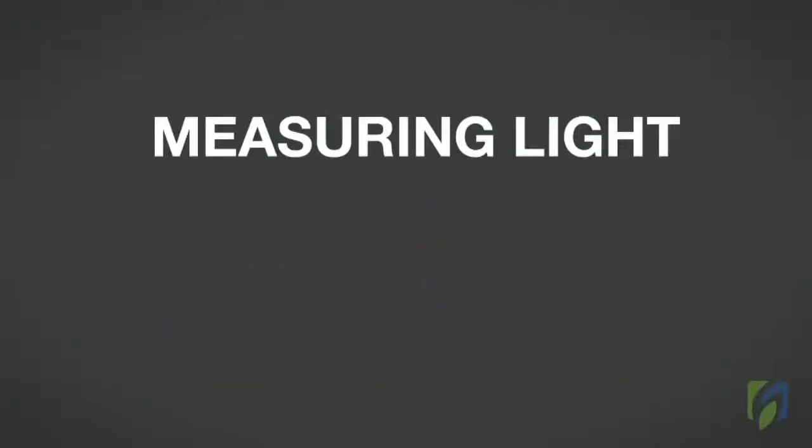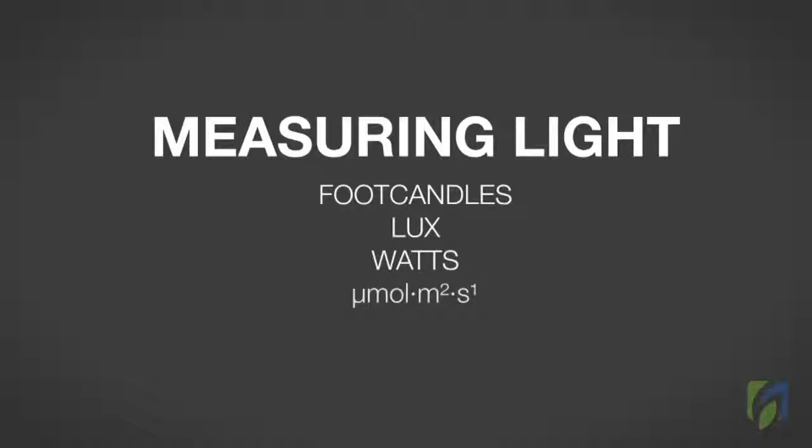Measuring light. Light quantity can be measured in different units including foot candles, lux, watts, micromoles per meter squared per second, and moles per meter squared per day. Micromoles and moles are the preferred units of measure for plant production because they quantify the capacity of plants to perform photosynthesis on an instantaneous and daily basis respectively.